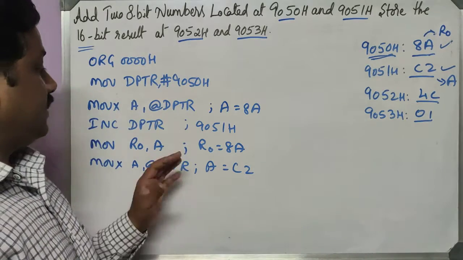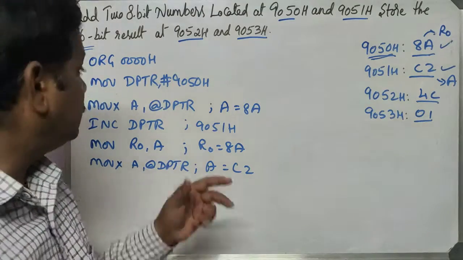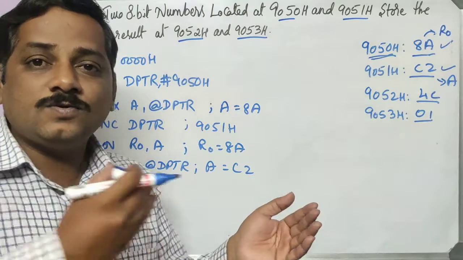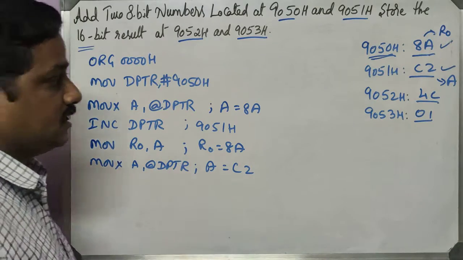We have made these changes because of the restriction that DPTR content can be taken only through accumulator, not with any other registers. Okay, I hope this is clear up to this.